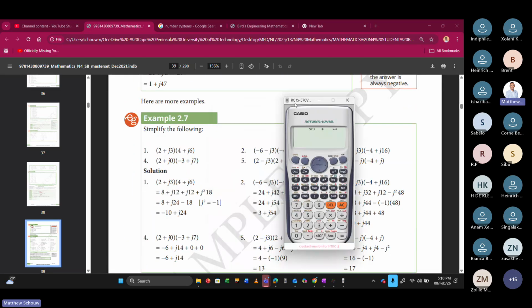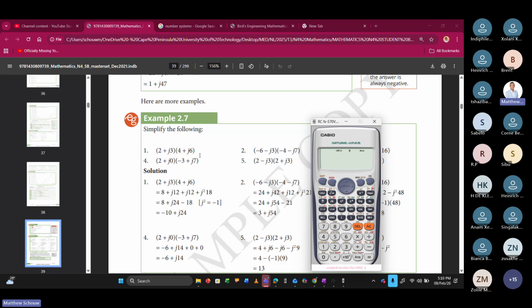Let me do a multiplication problem. Let's do number 4 over here. Open bracket. 2 plus 0i.